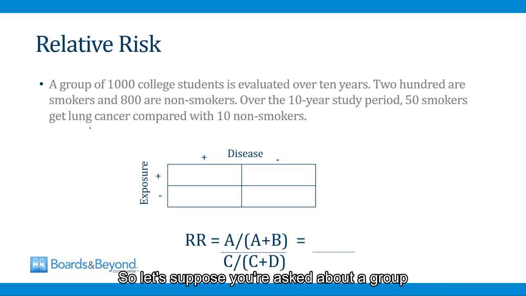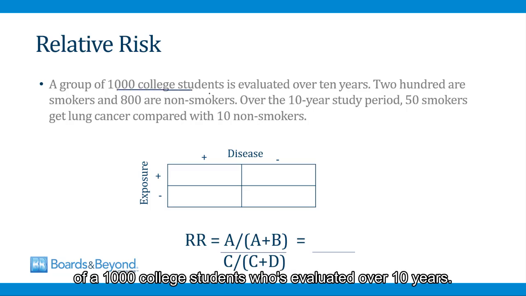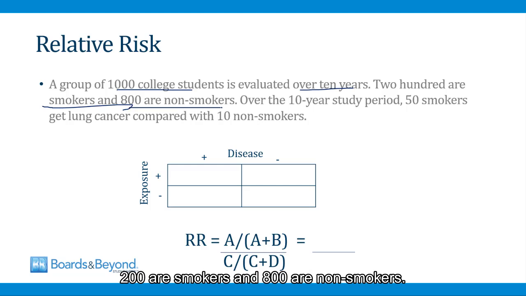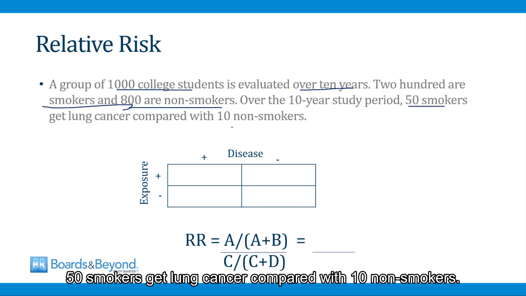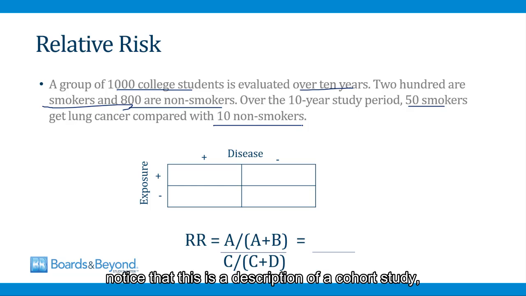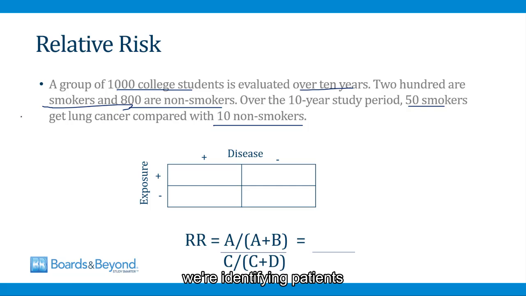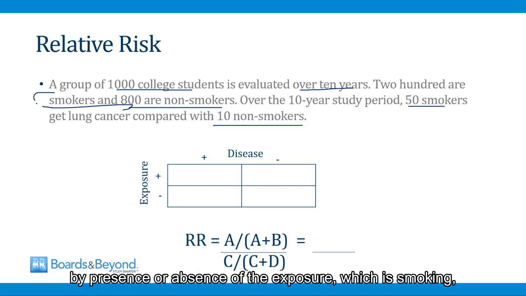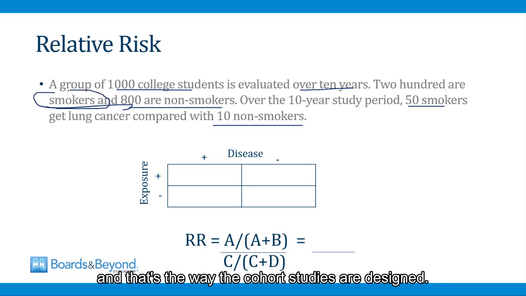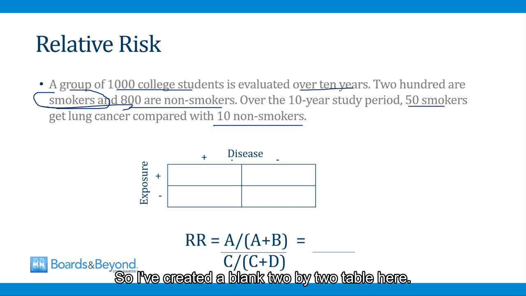So let's suppose you're asked about a group of 1,000 college students who's evaluated over 10 years. 200 are smokers and 800 are non-smokers. Over the 10-year study period, 50 smokers get lung cancer compared with 10 non-smokers. So first of all, notice that this is a description of a cohort study. We're identifying patients by presence or absence of the exposure, which is smoking, and that's the way cohort studies are designed. So I've created a blank 2x2 table here.